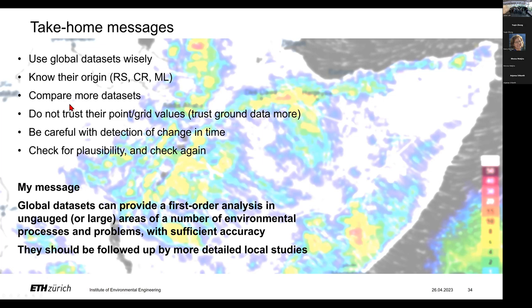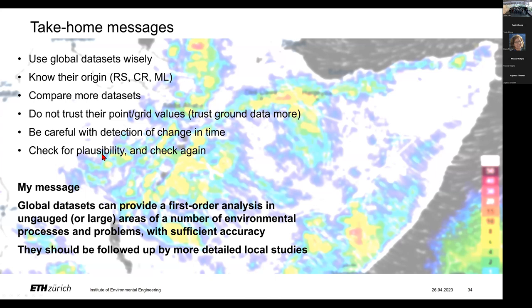Compare more of them if you have; precipitation is a good example. If there are tons of precipitation global data sets out there, if you have the time, compare more to see which one is better for your region, because that will vary regionally. Do not trust too much their point grid values. There I would trust the ground data more, but for the spatial analysis like in Ghana, Ethiopia, I think they're more than adequate. Be careful with detection of change in time, and check for plausibility.